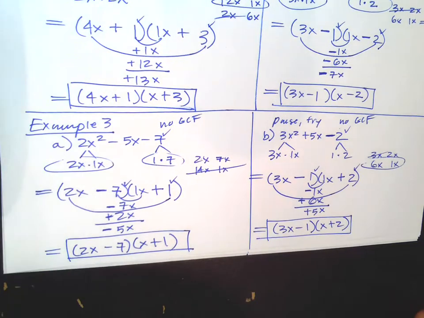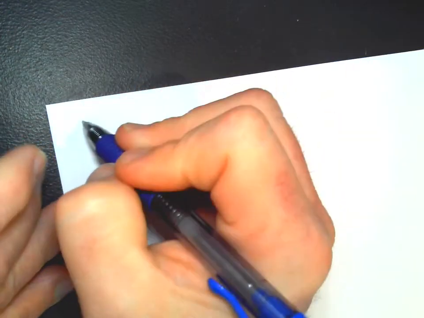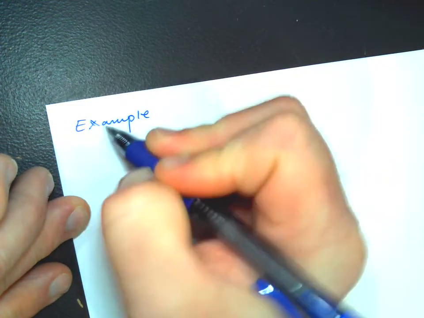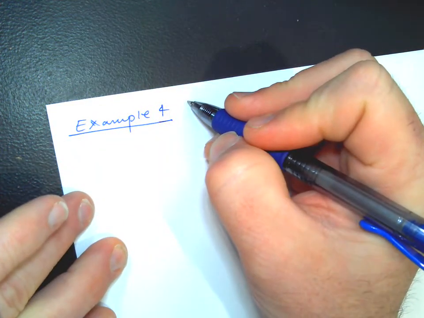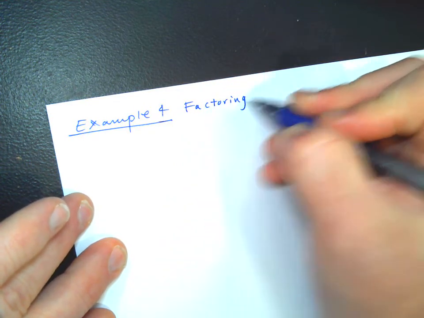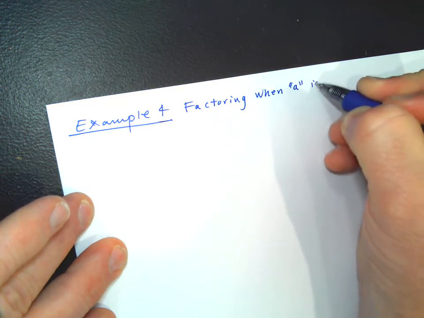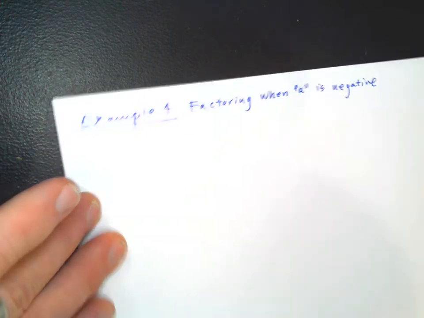All right. Okay. Let's add something new to it. Okay. So example 4, we're gonna add a new little twist to it, and actually this is a pretty easy thing to deal with to get back to what we've been doing. So factoring when a is negative. When a is negative. So I'm going to show you what I mean.